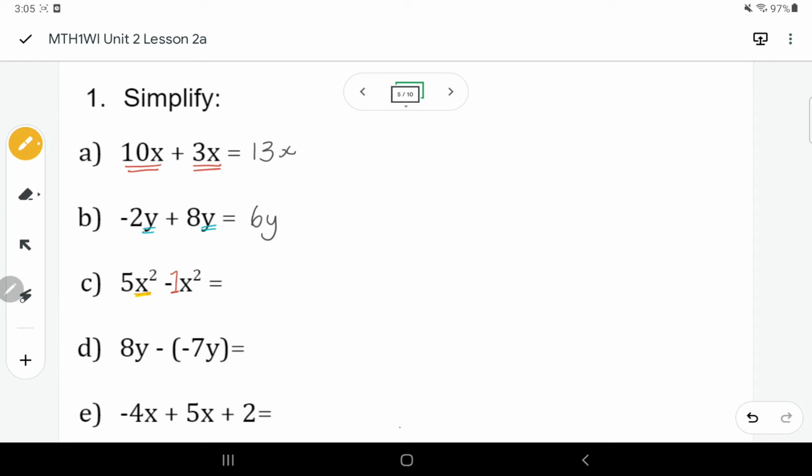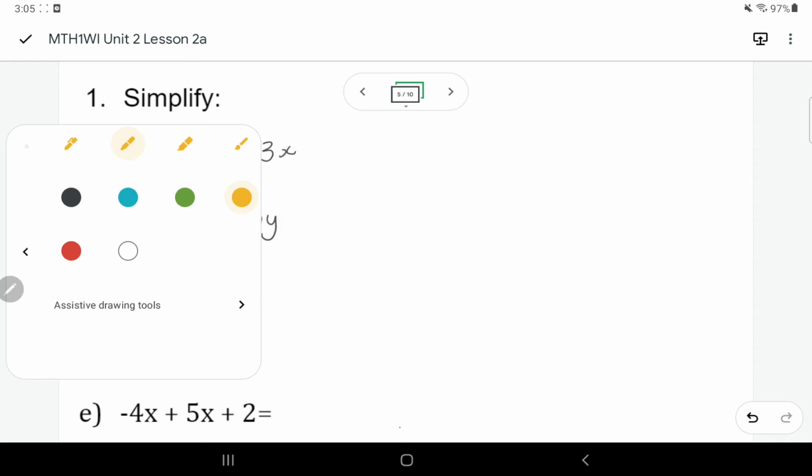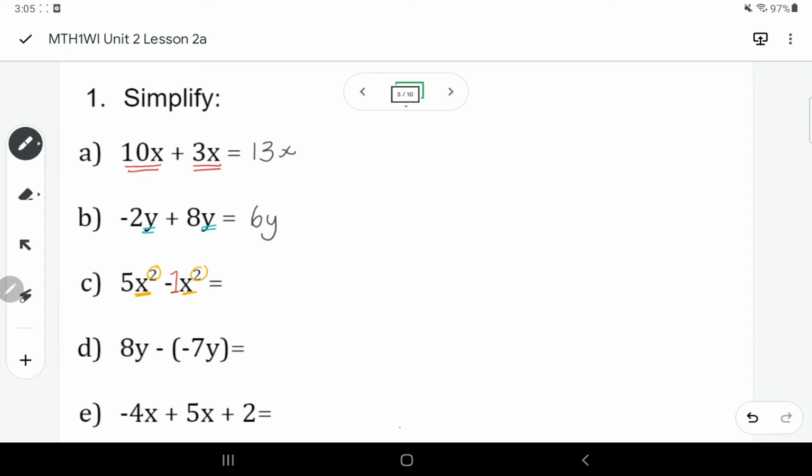I see that I've got an x and a squared on each. Same variable, same exponent. Now I'm going to add or subtract, and in this case it's subtract. I've got 5 minus 1. So if I have 5x squared tiles and I subtract 1x squared tile, I would have 4x squared tiles.